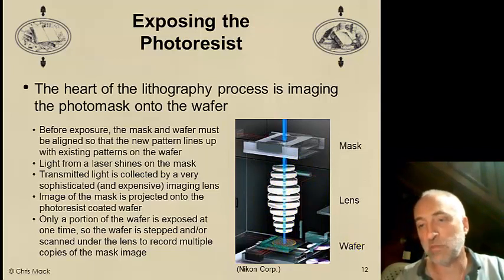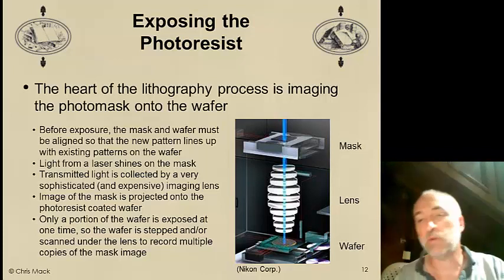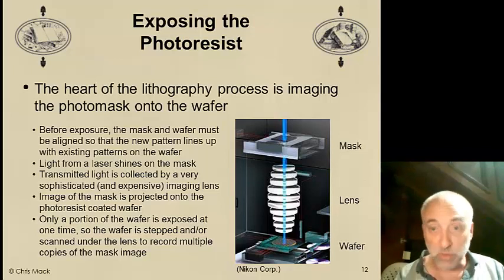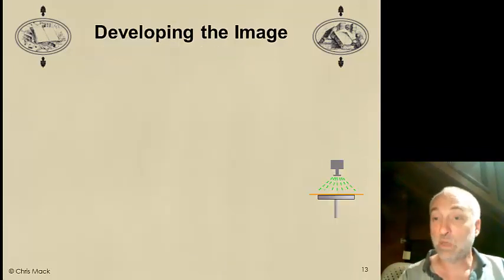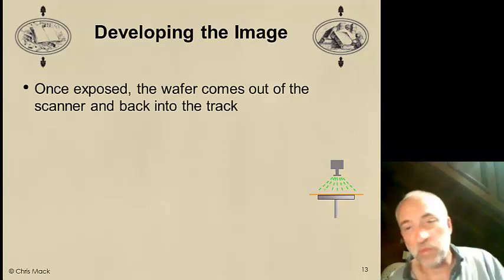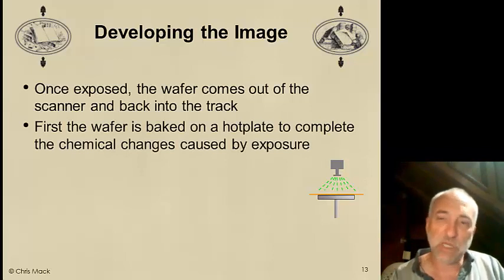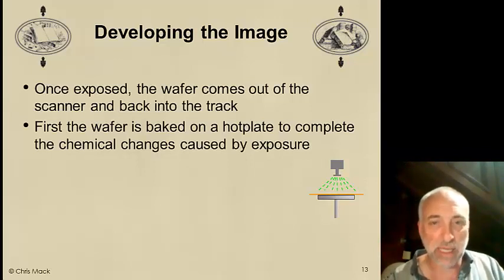Unfortunately, our lenses aren't big enough to expose the entire wafer all at once, and neither are our photomasks, and instead we only expose a small portion. And then we either step or scan the wafer to repeat this exposure over and over again until we fill up the whole wafer with our patterns. Once we're done exposing, we're going to develop. The wafer comes out of the scanner, goes back into the track. Almost always we do a second bake step between exposure and development. We'll talk about that later.